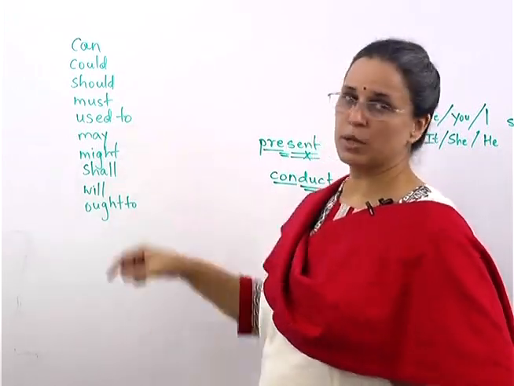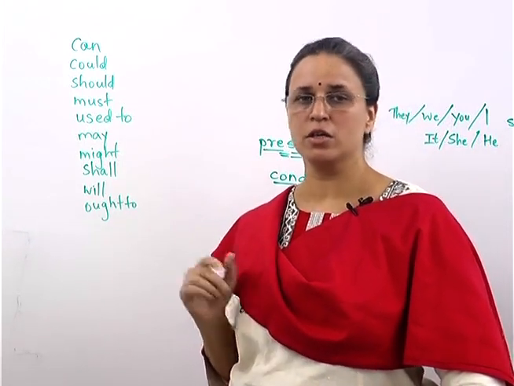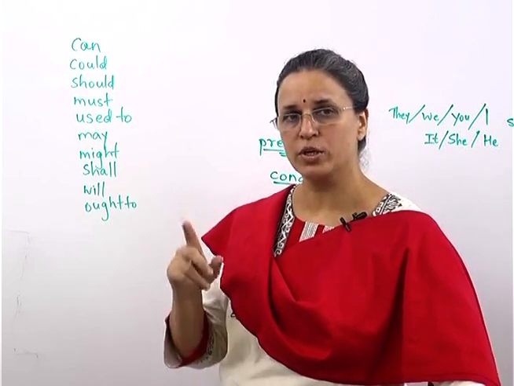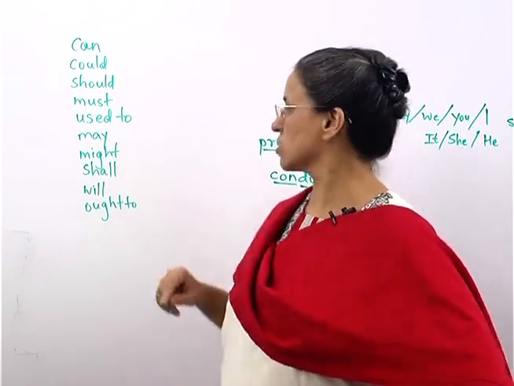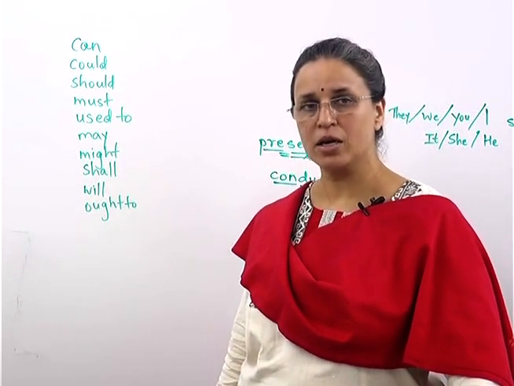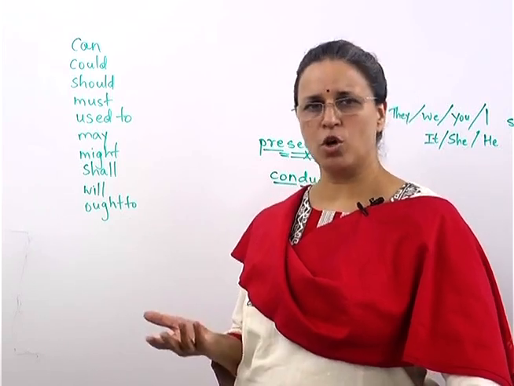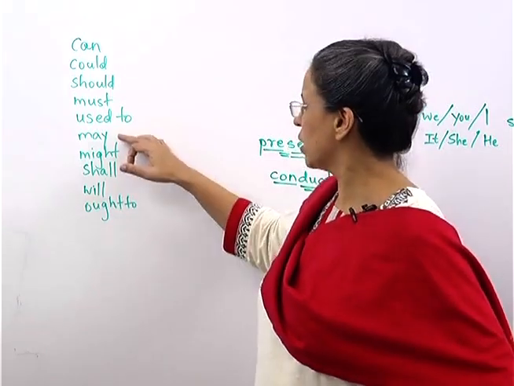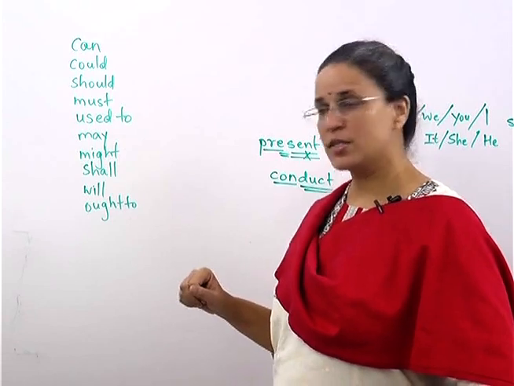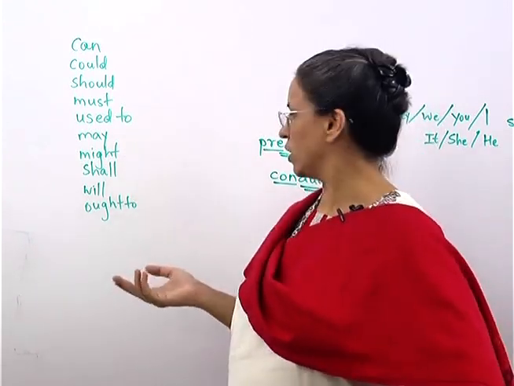Used to. That means what you used to do when you were small or many years ago. You had a habit of doing it before. Habitual past. May. May can be shown for permission. May I come in? Or may can also be used to show maybe, maybe not, it's not sure. I may go out in the evening. Same way, might also shows you not sure. I might go out in the evening.